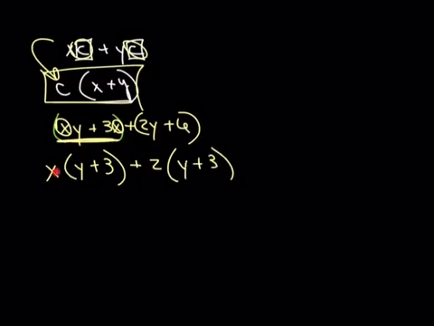So notice, if I distribute this, X times Y, I get my XY again. X times 3, I get my 3X. If I multiply 2 times Y, I get my 2Y back. 2 times 3, and I get my 6 back. So that is well and good.